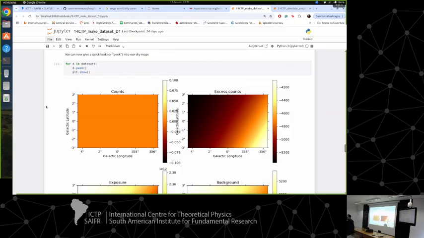Yes, we have 4 sky regions, and each one of the counts maps is for one different sky region.